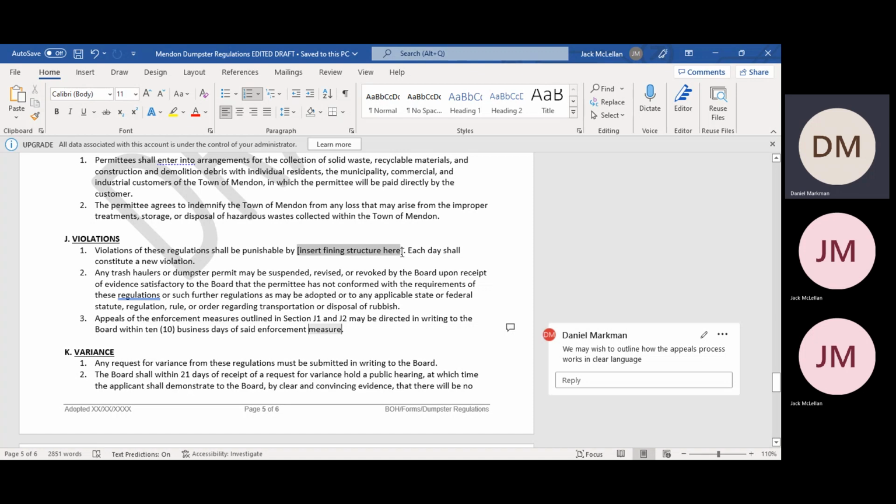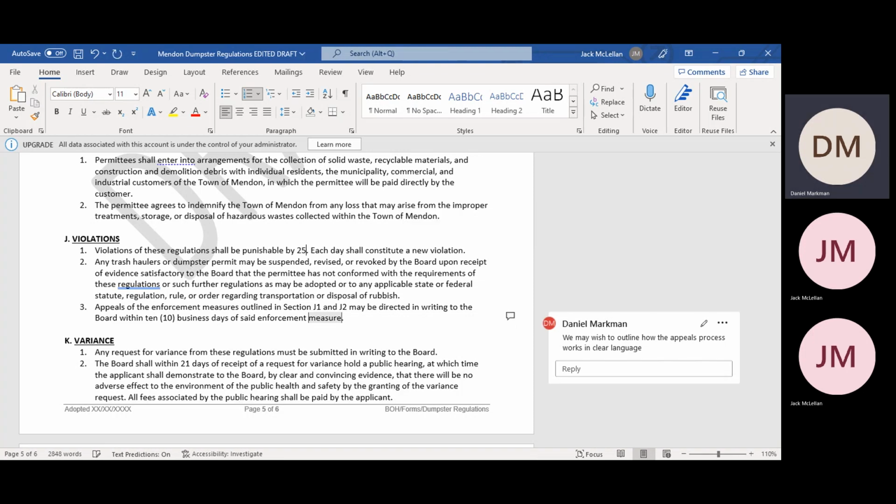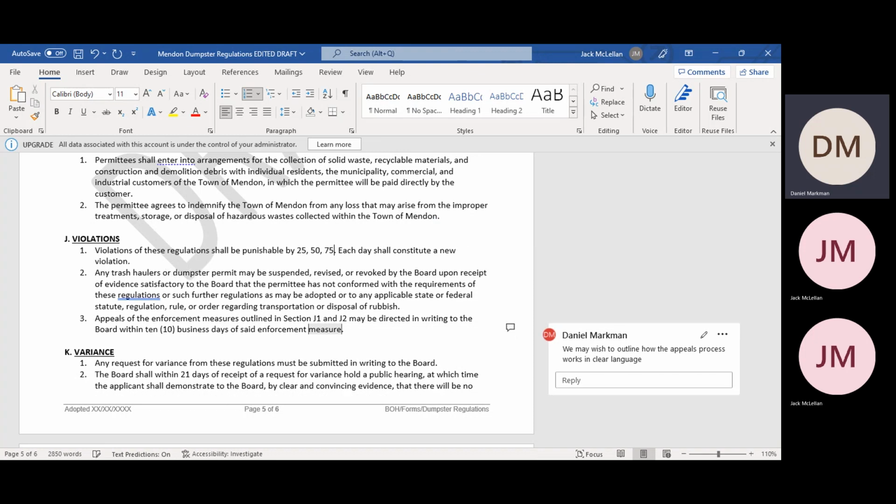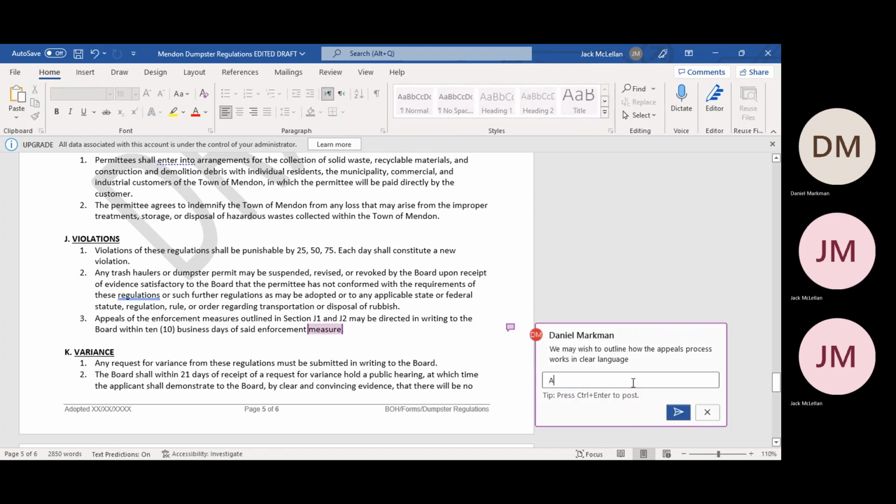The only other thing that I would say is unless you have a town bylaw that already tells you how your appeal process works, you might want to specify it within these regulations. But I'm not familiar enough with Mendon's bylaws to know if they've already outlined how appeals work. I can ask Ellen.